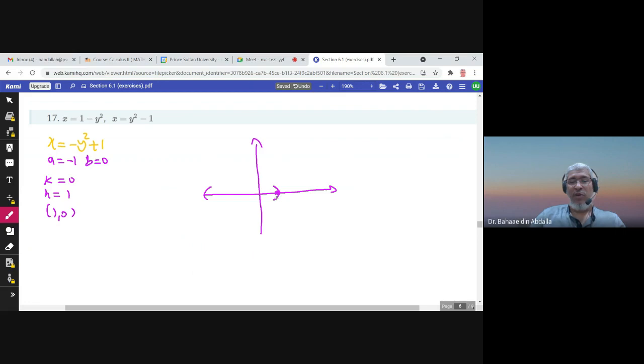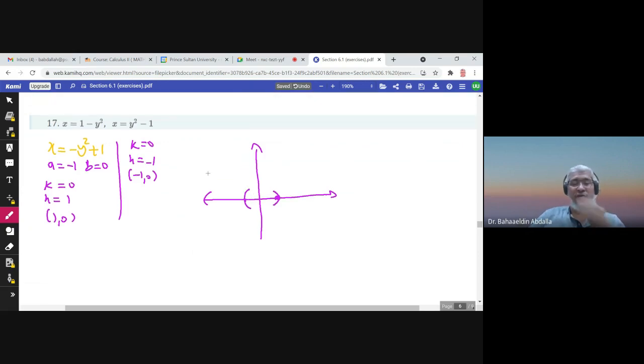So the graph of this parabola will be like this. The other parabola, x equals y squared minus 1, a is 1, b is 0, so again k is 0, and h is negative 1, so the vertex is negative 1 and 0. So this is negative 1 and 0, and it opens to the right, so it will go like this. And they will meet somewhere. So let us find their points of intersection. So I have 1 minus y squared. This is the first x, which should be equal to the second x, which is y squared minus 1.